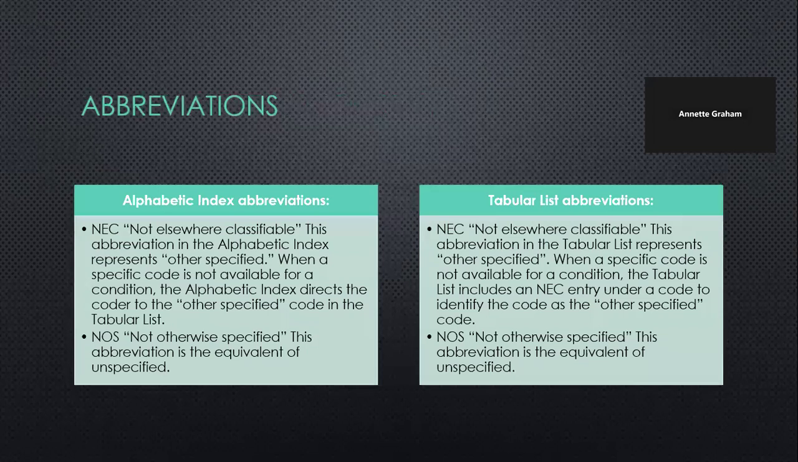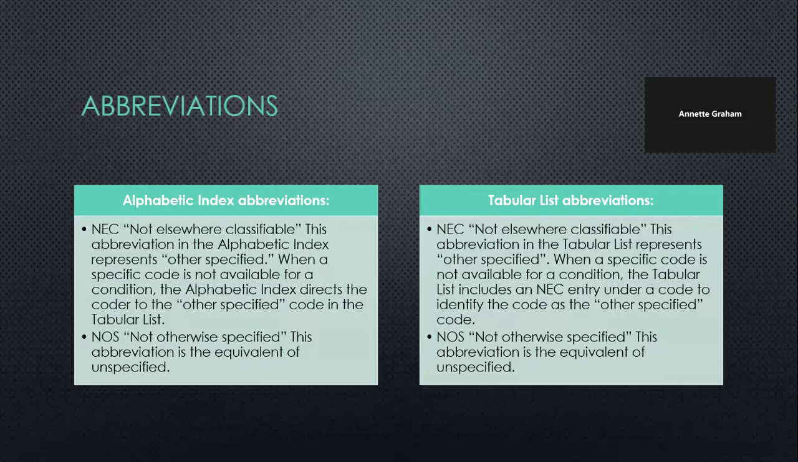So let's talk a little bit more about abbreviations. The alphabetic index has abbreviations as well as the tabular list. A couple that I want to specifically call out that we use in everyday coding is NEC, which is not elsewhere classifiable. This is an abbreviation stating that it represents an other specified code. When a specific code is not available for a condition, the alphabetic index directs the coder to the other specified code in the tabular list.